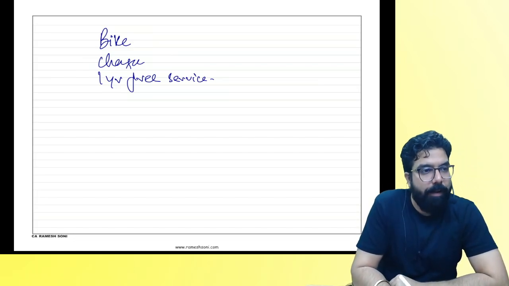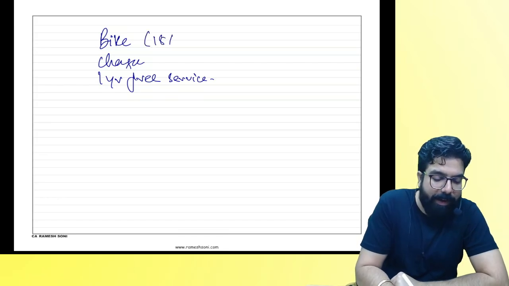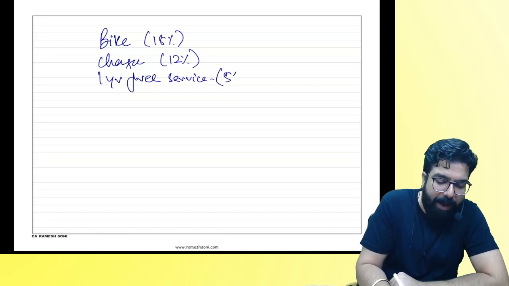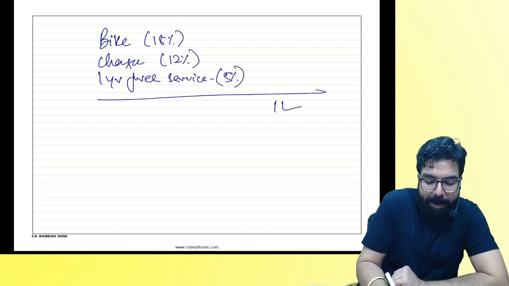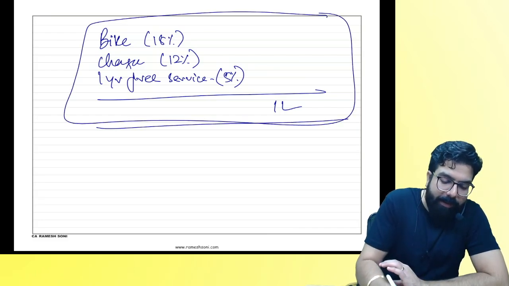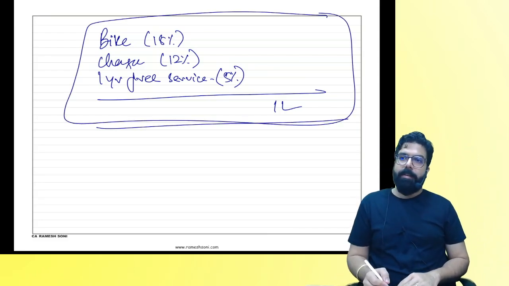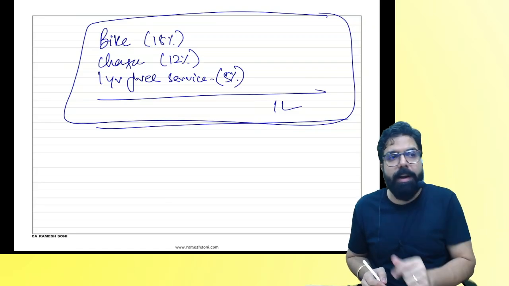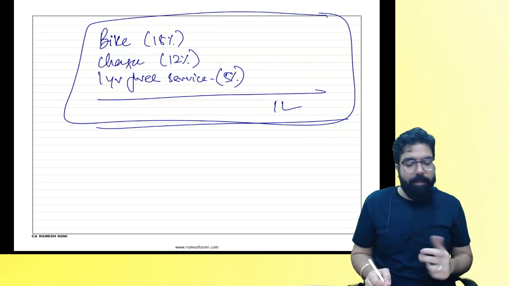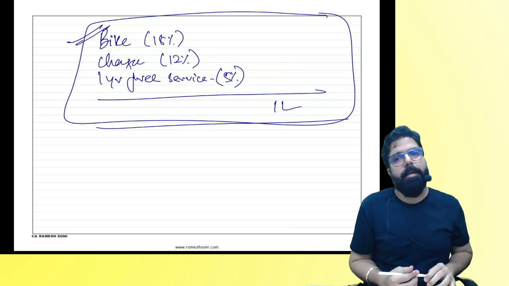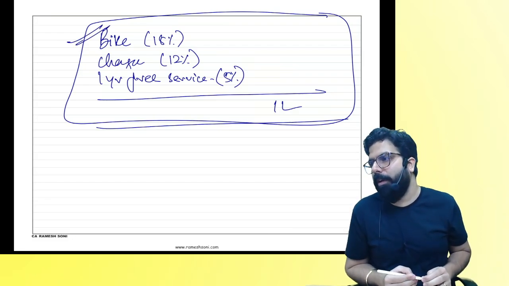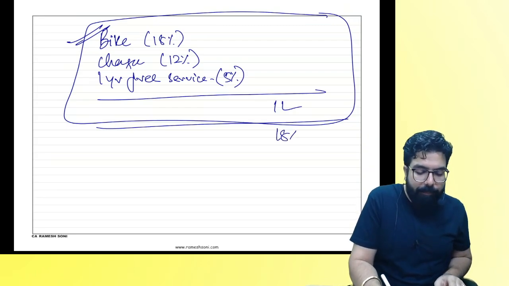When you buy the bike, the rate of GST is 18%, charger is 12%, and service rate of GST is supposedly 5%. My question is, you paid for the bike 1 lakh. Is it a composite supply? Yes. What will you treat it as? Principal supply. What is the principal supply? Bike. Are we clear, everyone? And what rate of GST will apply?